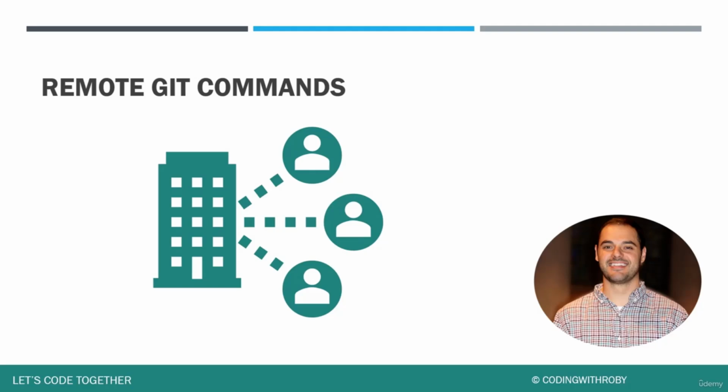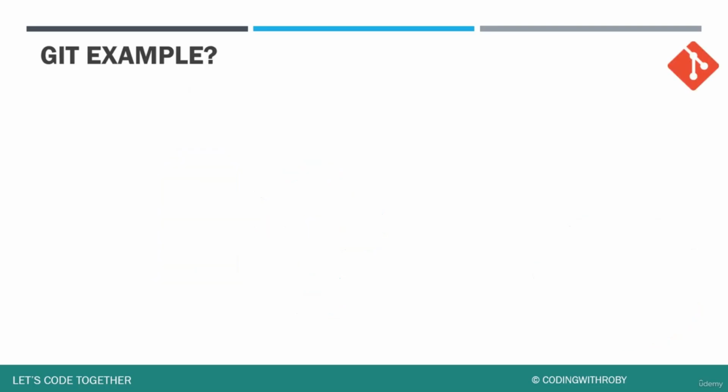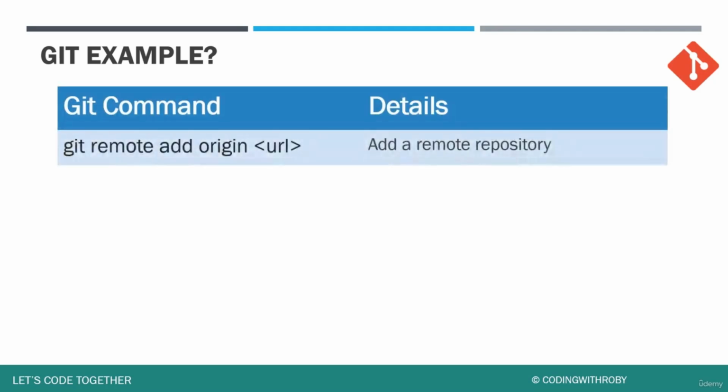And in this short lecture, we're going to be going over remote Git commands. What are some of the remote Git commands we're going to be going over? The first command we're going to be using is the git remote add origin. This command more or less allows you to add a remote repository. The git remote command lets you create, view, and delete connections that are remote. Origin is pointing back to the cloned repository.